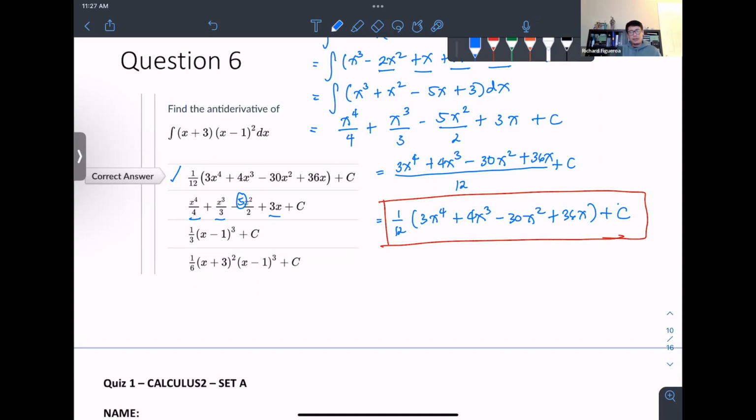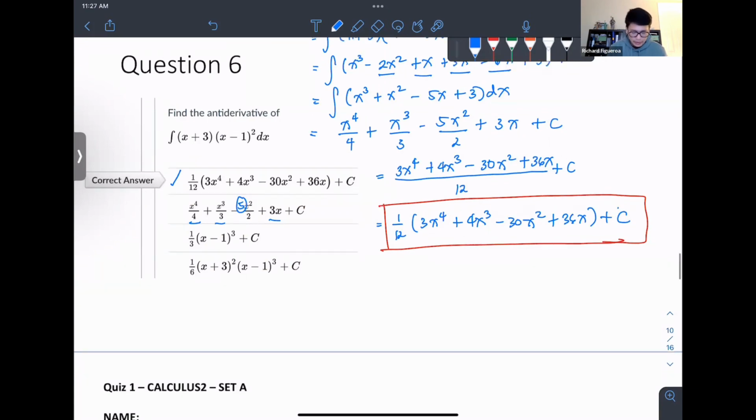So this one is simple. However, you have to be very careful in choosing the correct answer based on the given choices. Sometimes the choices are tricky.